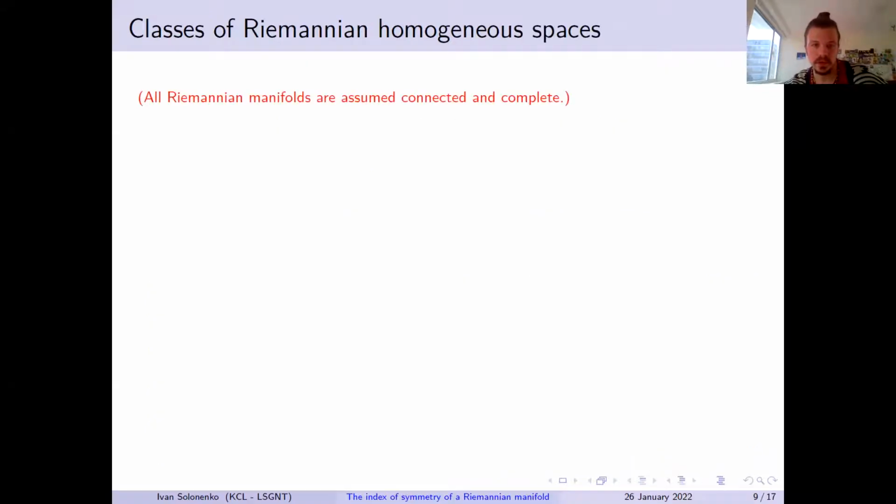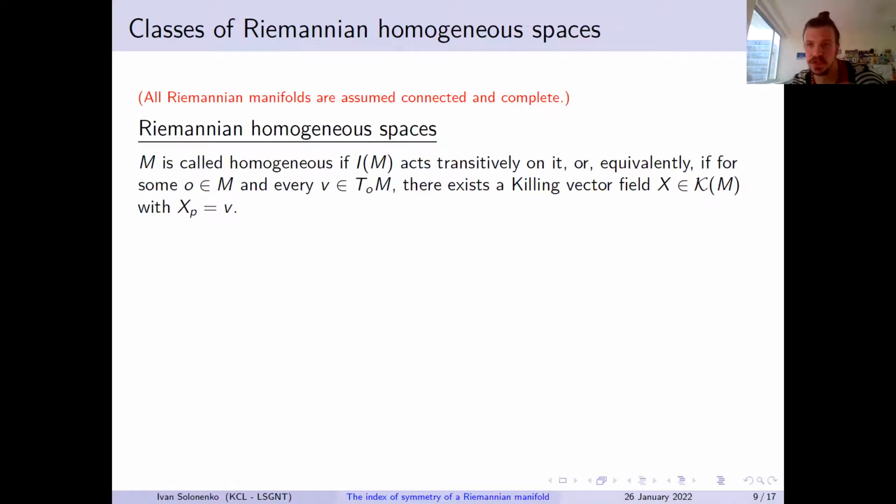So all Riemannian manifolds are assumed to be connected and complete. First of all, the Riemannian homogeneous spaces themselves, just a quick note that M, the Riemannian manifold, is called homogeneous if the isometry group acts transitively on it, and an equivalent definition. And I want to stress in which respect it's different from what we had before.